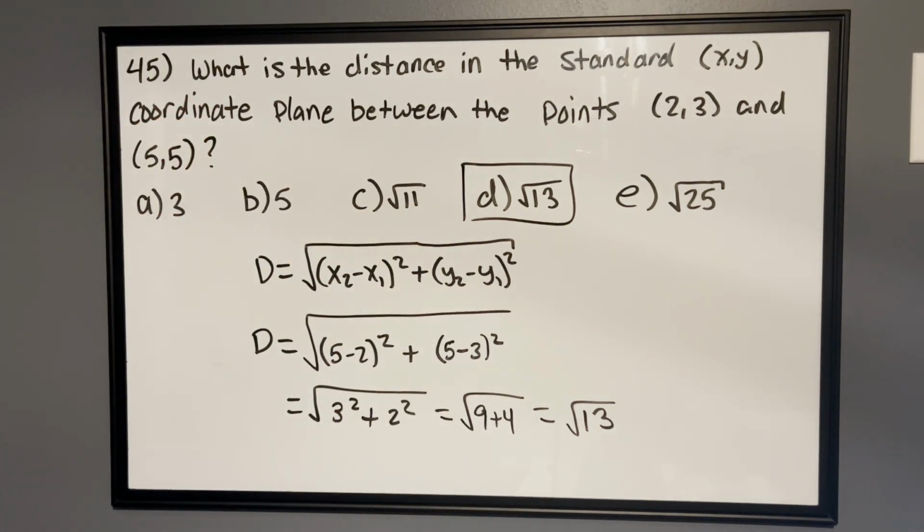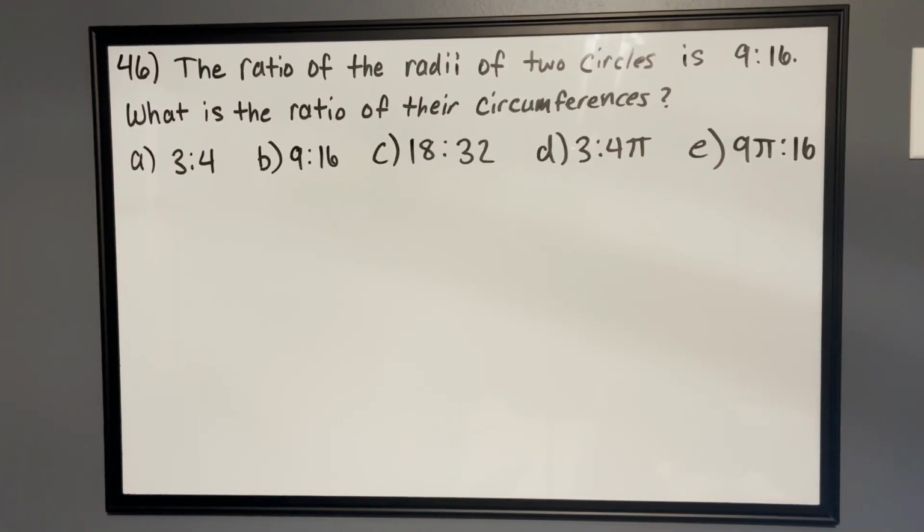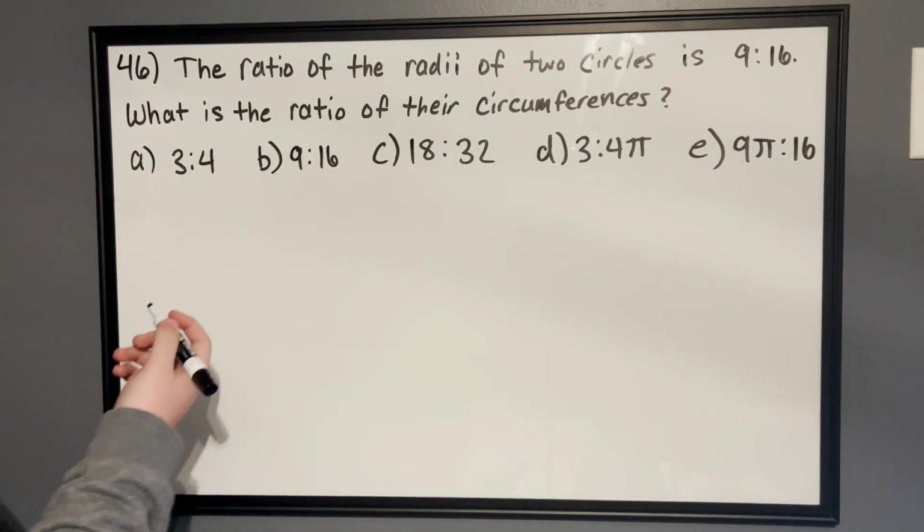Let's move on to 46. All right, so here we have question number 46. It says the ratio of the radii of two circles is 9 to 16. What is the ratio of their circumferences? Now this question is super easy if you see what's actually going on here.